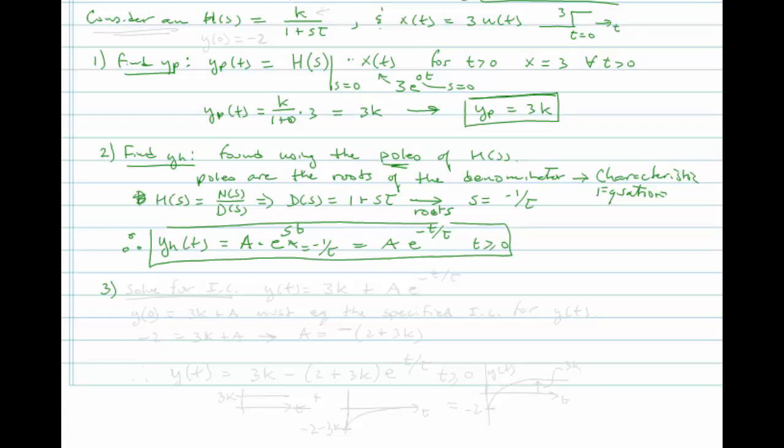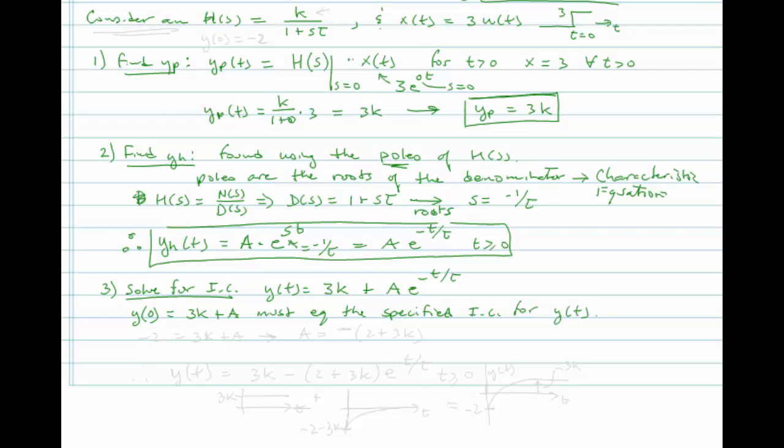Thirdly, we now need to solve for the initial condition. There's only going to be one of them here. So we have that y of t is equal to the particular plus homogeneous response, so that'll be 3k for the particular plus a e to the minus t over tau for the homogeneous. And we're going to check what this evaluates to at time 0. It'll evaluate to 3k plus a. And this must equal the specified initial condition for y of t.